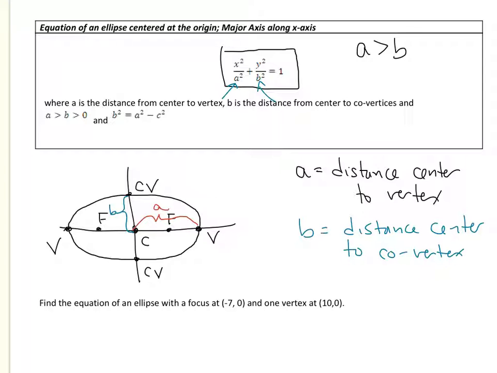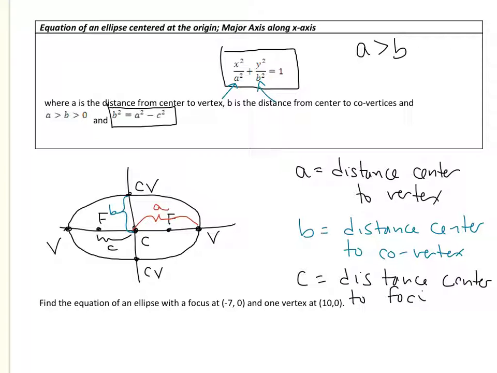Now, for the foci, we call this distance c. So the distance from the center to each focus is c. Now, we don't have that in our equation, but we actually will use it in the following relation. Because a, b, and c can be related with this equation. So these three distances, center to vertex, center to co-vertex, center to focus, can be related by b squared equals a squared minus c squared. So the most important thing is to know what these distances are.